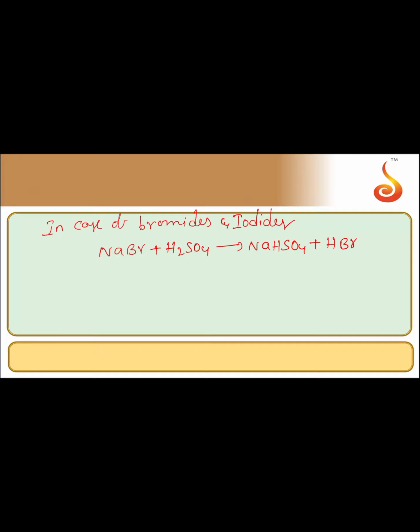The halogen acid, for example here HBr, the halogen acid first liberated, being a reducing agent, reduces H2SO4 to SO2, while it itself is oxidized to the corresponding free halogen. This HBr itself is oxidized to the corresponding halogen, that is Br2.